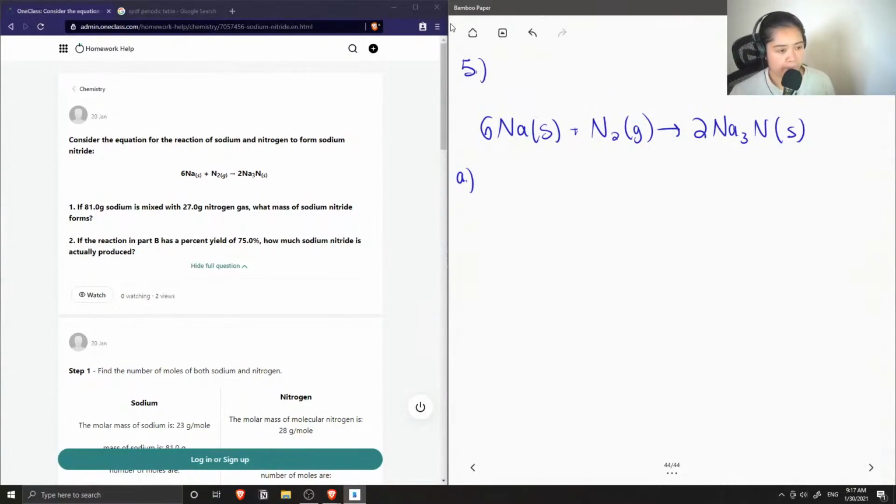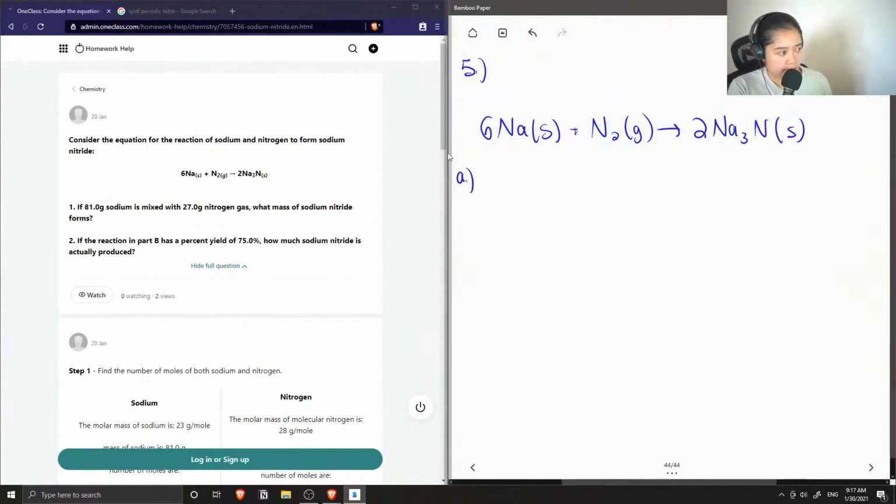forms? Okay, so first let's find the number of moles for both of these reactants to see which one is the limiting reagent. So to calculate the number of moles, it's going to be the mass over the molar mass. So we know the mass of sodium was 81 grams, and the molar mass of sodium we can find on the periodic table. It's 22.99 grams per mole.